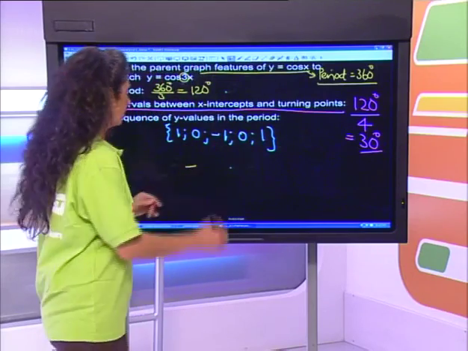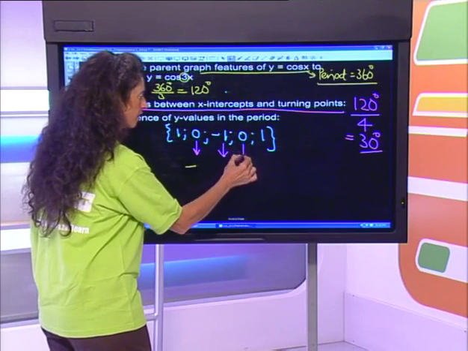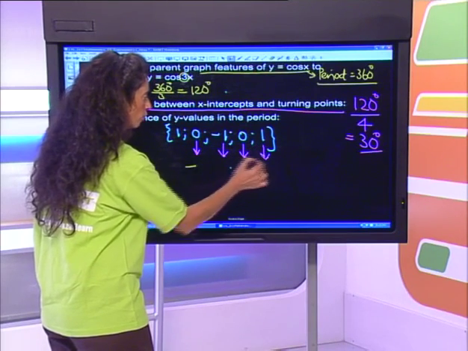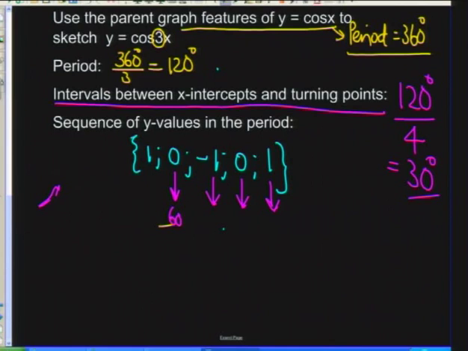So at 30 degrees, we're going to plot 0, at 60 degrees, at 90 degrees, and at 120. So this is going to be 30. Let's just undo that.